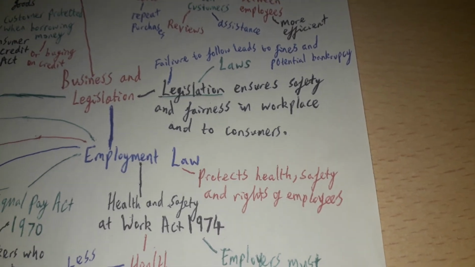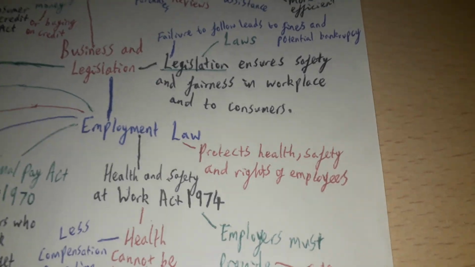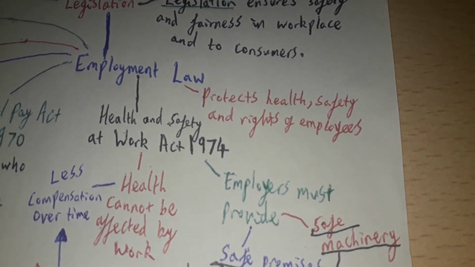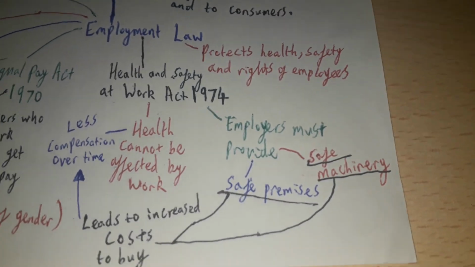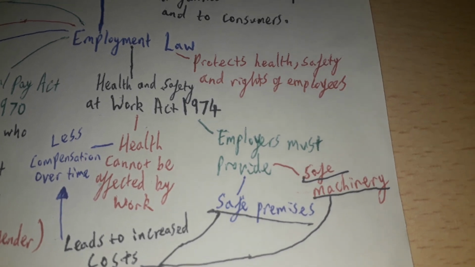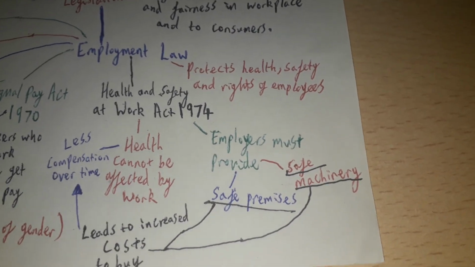So first, let's look at employment law. So employment law is all about protecting the health, safety and rights of employees. So first, there's the Health and Safety at Work Act in 1974. Not sure if you need the dates or not, but it's easier to be safe. It's basically meant that the health of a worker cannot be affected by their work. So employers must provide both safe machinery and safe premises.